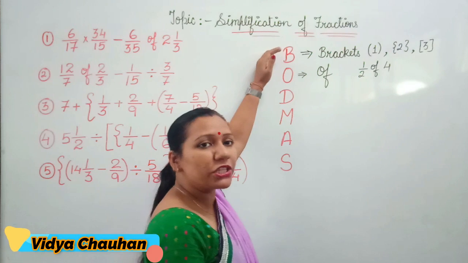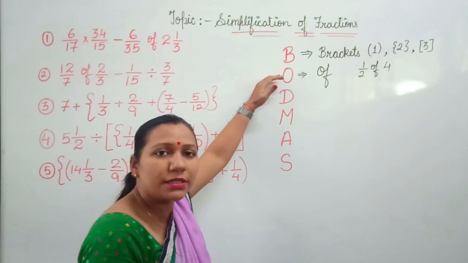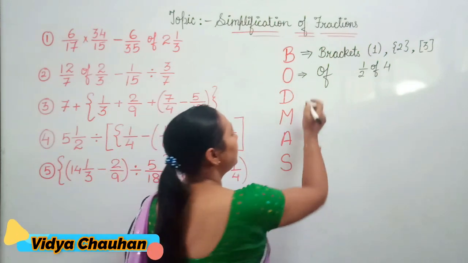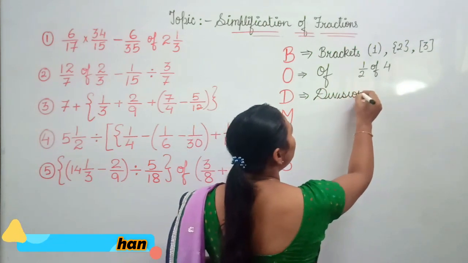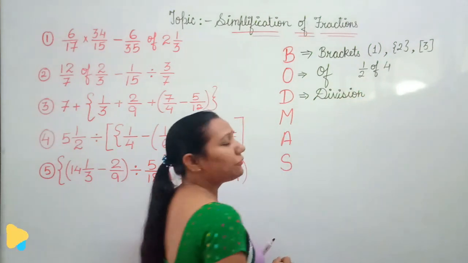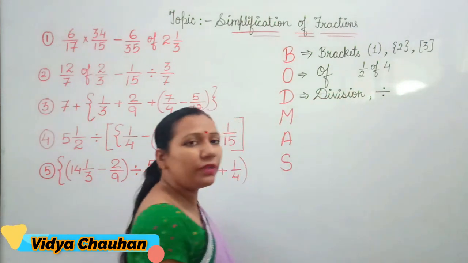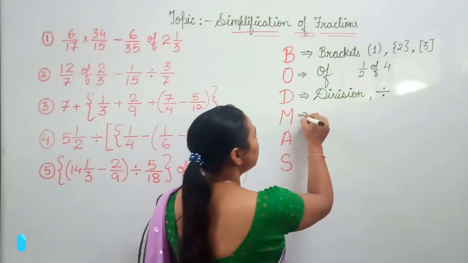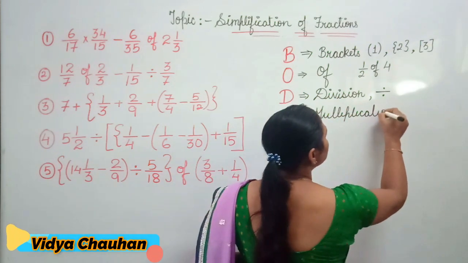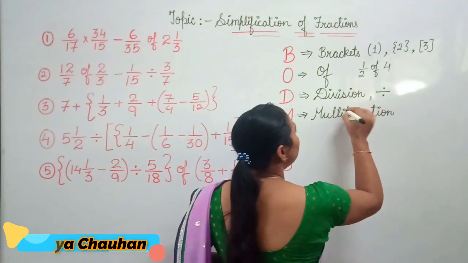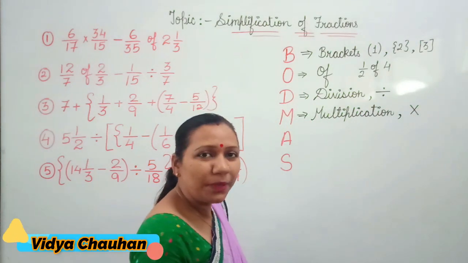Very first in simplification we have to solve the bracket. After that the operation of 'of'. Then D, as you all must be aware, D for division. It means after the operation 'of' we have to do division. This is the sign used for division. Then M stands for multiplication. What is the symbol for multiplication, children? Yes, cross. This cross is the symbol of multiplication.